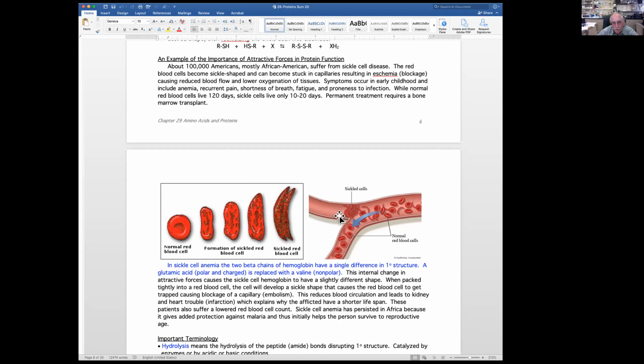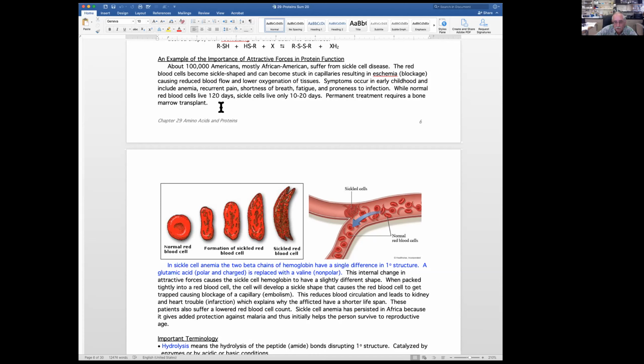So the problem with people with sickle cell anemia is that it's a circulatory problem. They lose blood circulation to parts of their body. Okay, that's what ischemia is, it means blockage. So reduced blood flow, lower oxygenation of tissues, and normal red blood cells live about 120 days. Sickle cells only 2 weeks or so. So how do you fix that? Bone marrow transplant.